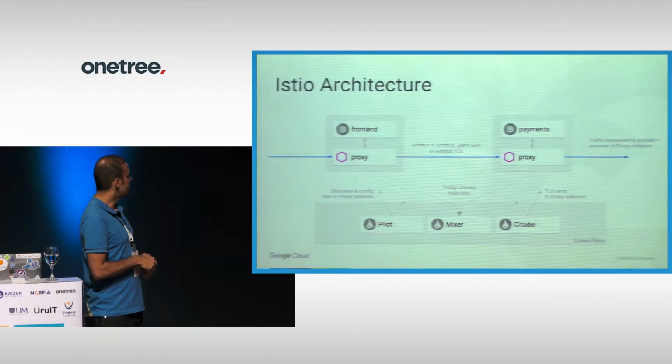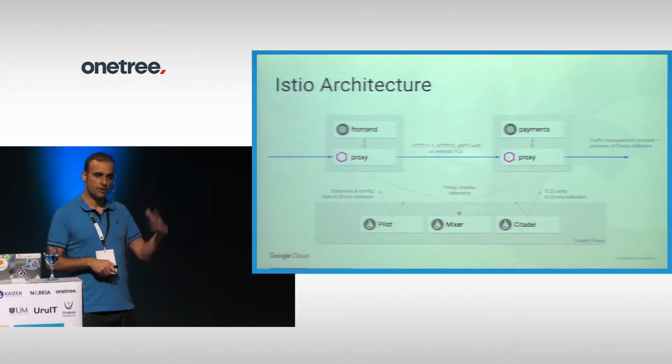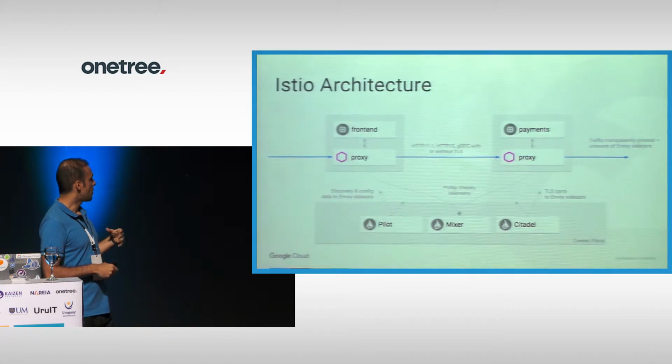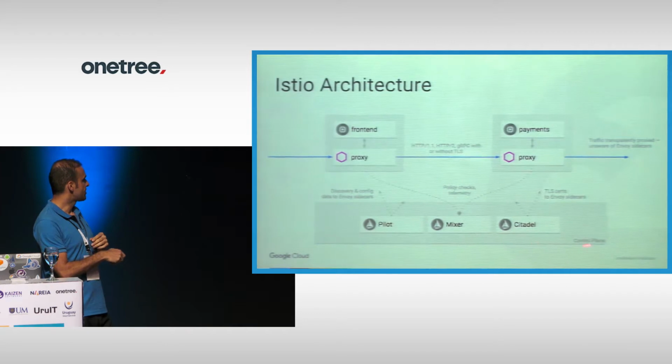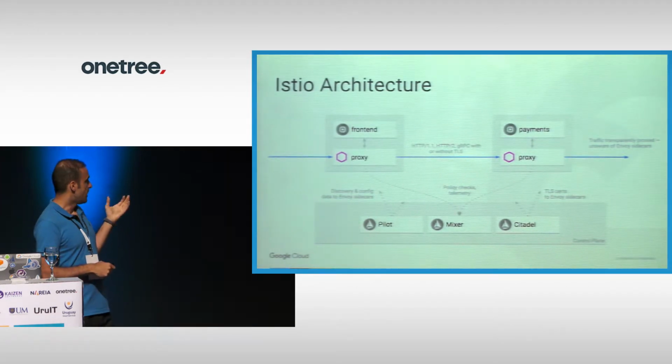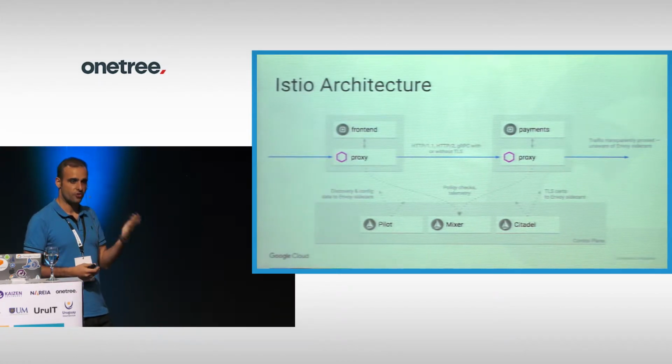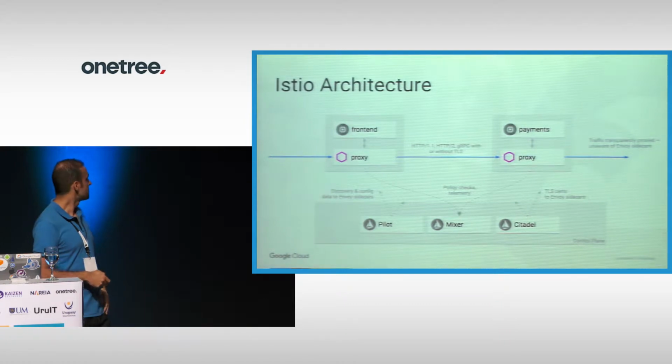And finally, Citadel. It used to be called Istio Auth in previous versions of Istio, but it's all about authentication and TLS certificates. So it's the component that keeps track of the service identities, and it's the component that issues the certificates and rotates the certificates for the users. Okay?